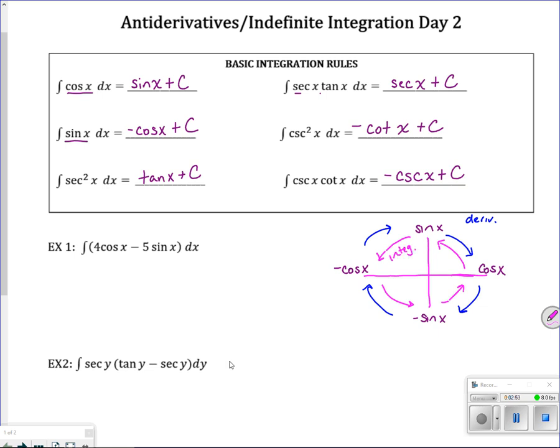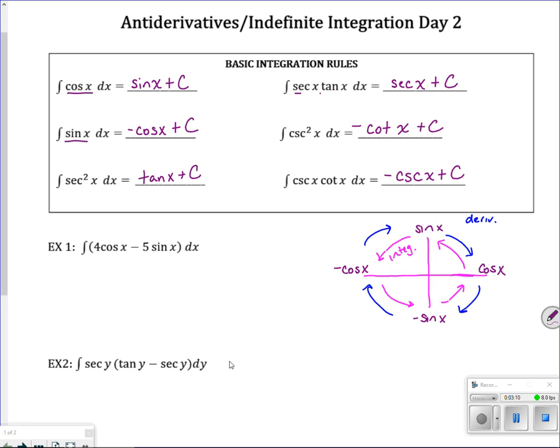So if that helps you with the signs of these, it might be good because, you know, if this is on multiple choice and one little sign mistake causes you to miss it, that's not good. So let's look at example 1.